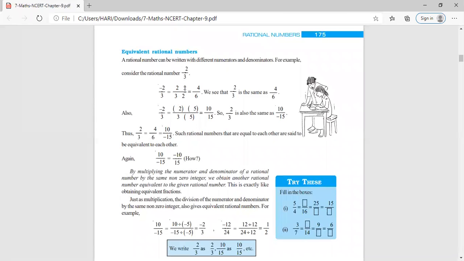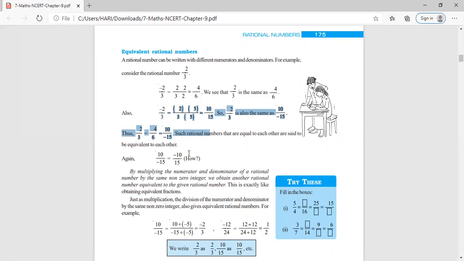So here first it is multiplied by 2 by 2, then we will get minus 4 by 6. Children, here the minus sign is not marked. You have to take it as minus 4 by 6. Then again it is multiplied by 5 by 5. Then we will get minus 10 by 15, right? 2 5s are 10 and 3 5s are 15. Here also the minus sign is not given. Okay, that means minus 4 by 6 and minus 10 by 15 are the equivalent rational numbers of minus 2 by 3.